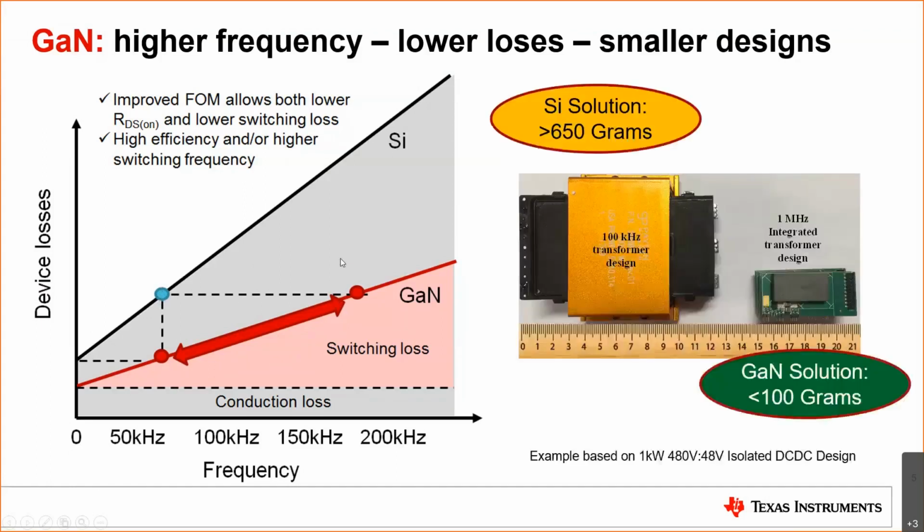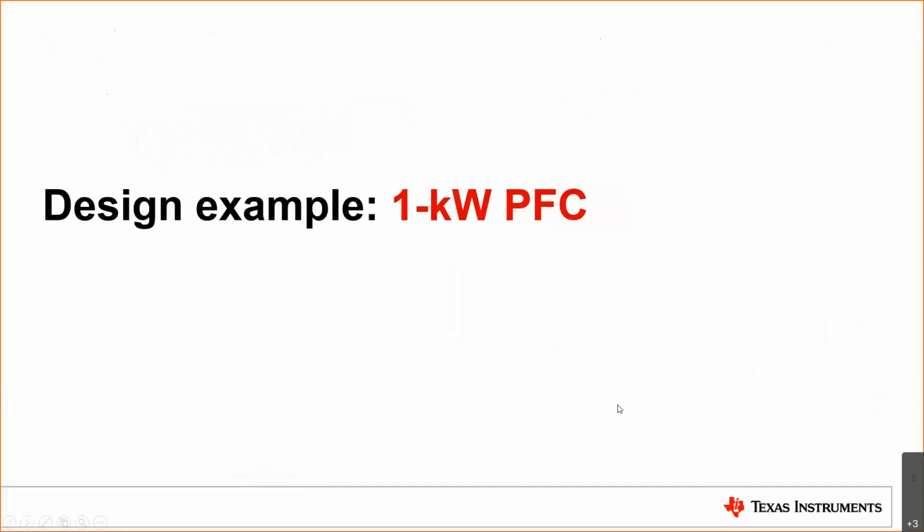And what that actually means in terms of passives, I wanted to show on the right a comparison that our team did. It was a 1 kilowatt isolated DCDC design that was initially on a silicon-based solution, 100 kilohertz. And if you boost it to 1 megahertz, GaN-based solution, we can actually massively reduce the size and the cost of our magnetics. So that's for the part of technology comparison.